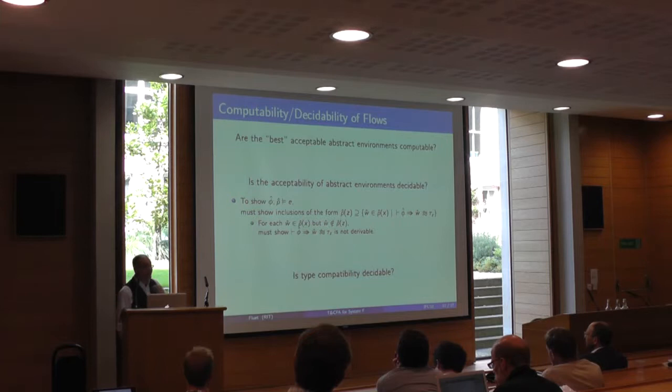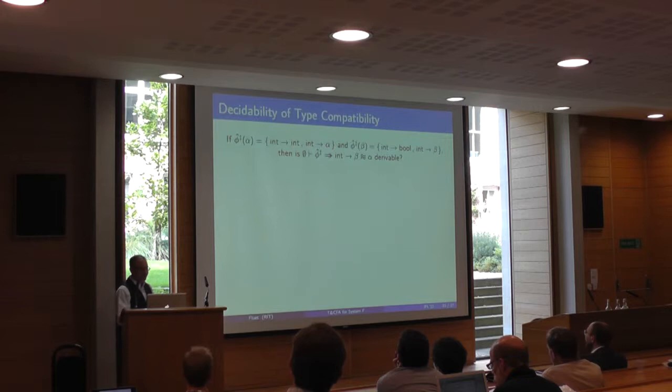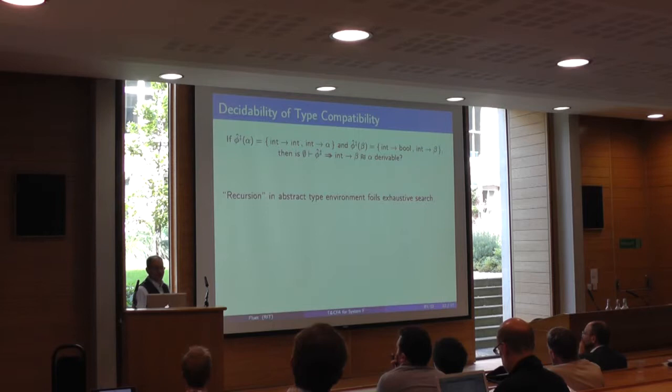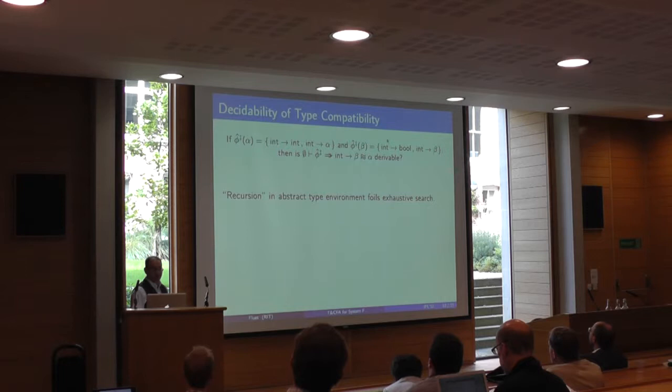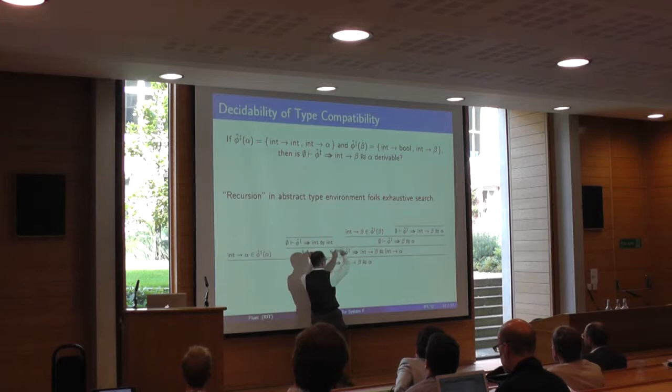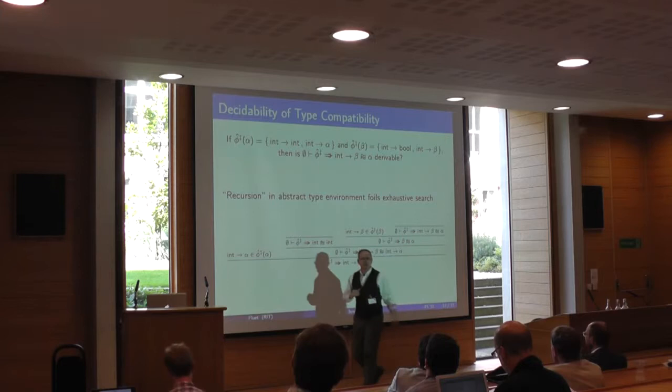So is type compatibility decidable? If I give you two types in an abstract environment, can you tell me whether or not I can derive that judgment? So the tricky thing here is recursion might appear in this abstract environment. Note that this thing says that alpha could go to int arrow alpha itself, and this thing says that beta could go to int arrow beta. So there's this recursion here. So if I just try to exhaustively enumerate all the potential derivations, I run into the classic problem, and I start unfolding this, and I get back where I started. Right? That's not good for your search.